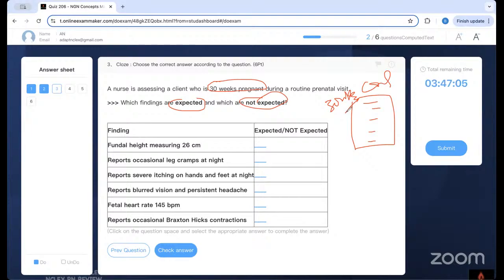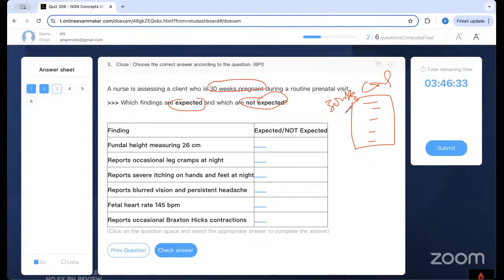Should you see a fundal height of 26 in a lady who is 30 weeks pregnant? Should you see leg cramps? She's reporting leg cramps at night. Should that worry you? She's reporting severe itching of the hands and feet at night. Should that concern you? She's reporting blurred vision and persistent headache. She's 30 weeks. Should that concern you?